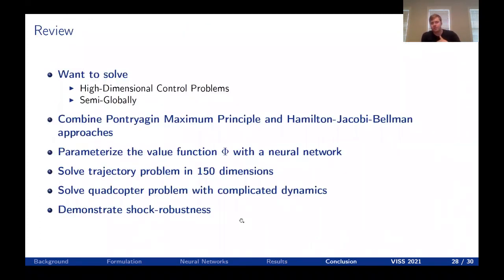So in review, we wanted to solve these high-dimensional control problems. We wanted to solve them semi-globally. And so we were kind of combining the benefits of the PMP and the HJB, and we parameterized the value function in order to do that. And we were able to solve a trajectory problem in up to 150 dimensions and solve this quadcopter problem that had more complicated dynamics, more realistic problem. And we also demonstrated some of the shock robustness capabilities of our model.